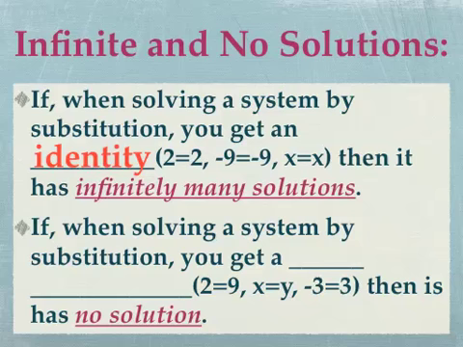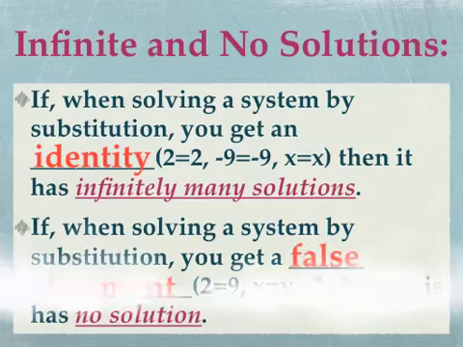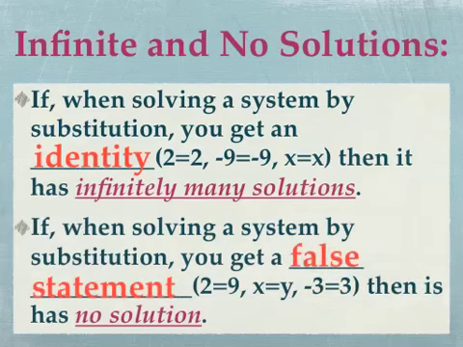If when solving a system by substitution, you get a false statement, some examples of false statements would be 2 equals 9. That's not true. 2 doesn't equal 9. x equals y is not necessarily true. And then negative 3 equals 3. Then the system has no solution.